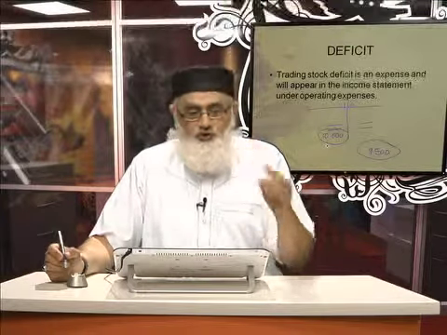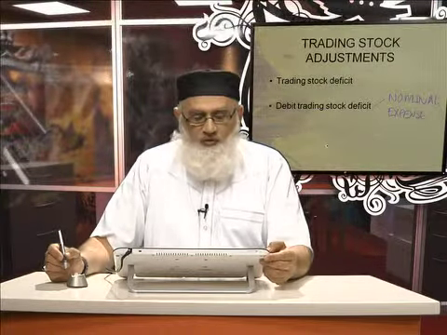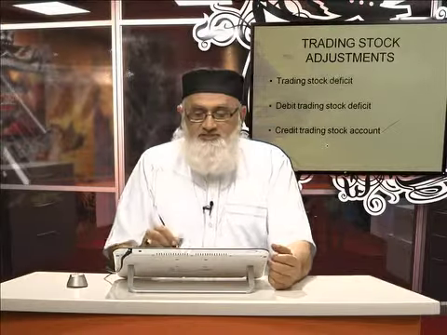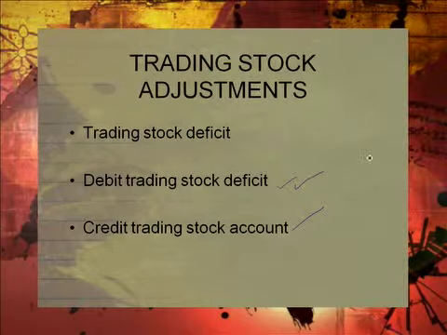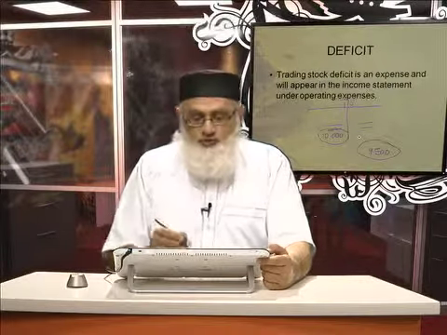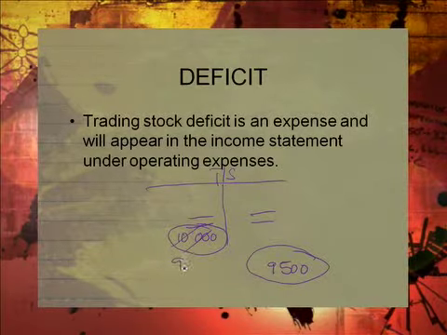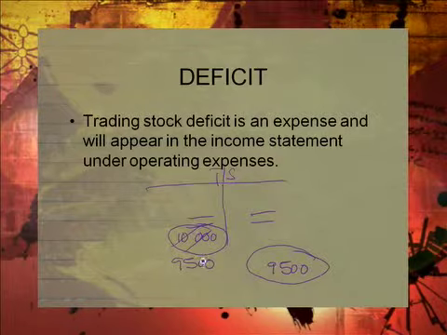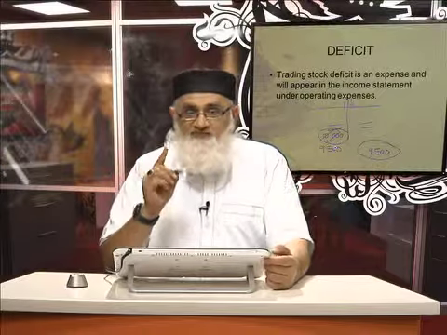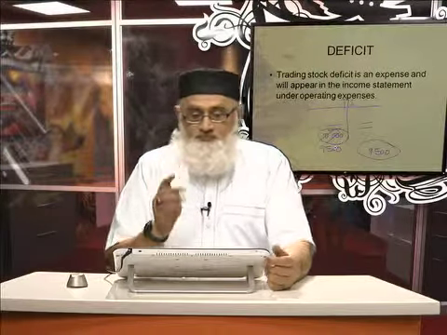Therefore, you're going to do exactly what we did before. And what was that? Debit the trading stock deficit account and credit your trading stock account. By doing that, you're actually going to reduce this value of your trading stock to bring it to the value as it should be, as your physical inventory has shown. So therefore, what do we now do?